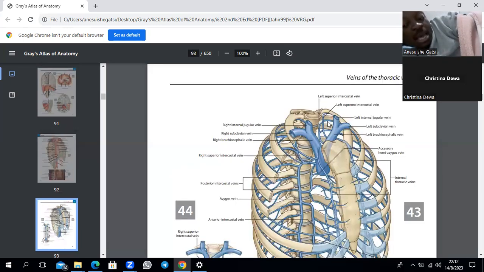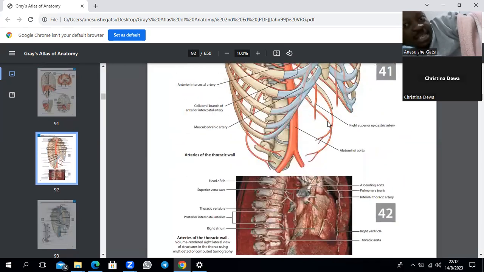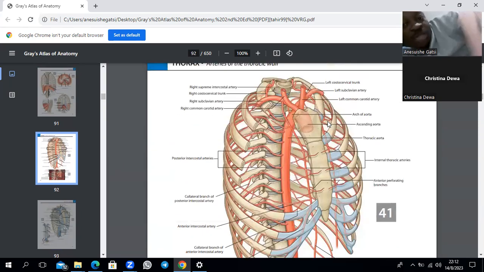We say, this is a bad picture. There should be another one. For the posterior side, we say upper 2 and lower 9. Okay, we'll use the same picture.